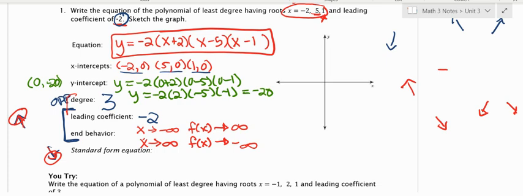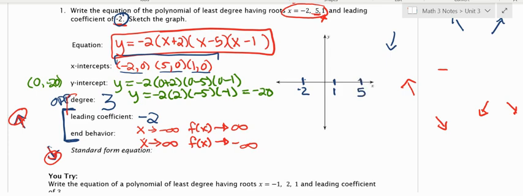The new part is now drawing a sketch. So what we're going to do, we're just going to kind of estimate. So our intercepts are -2, 5, and 1. So I'm going to put a plot at -2. I'm going to put a plot at 1. I'm going to put a plot at like 5.